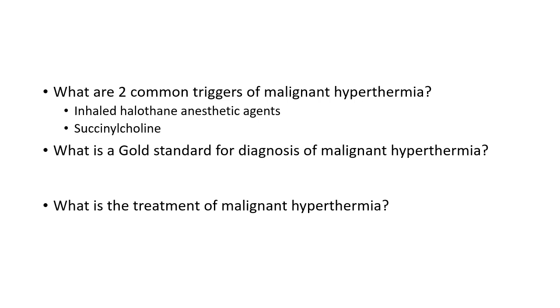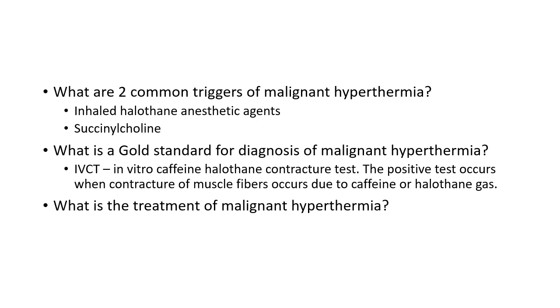What is the gold standard for diagnosis of malignant hyperthermia? You have IVCT, in vitro caffeine halothane contracture test. As it's named, the test is positive when contracture of muscle fibers occurs due to either caffeine or halothane gas. So the name tells you how it's positive or not.